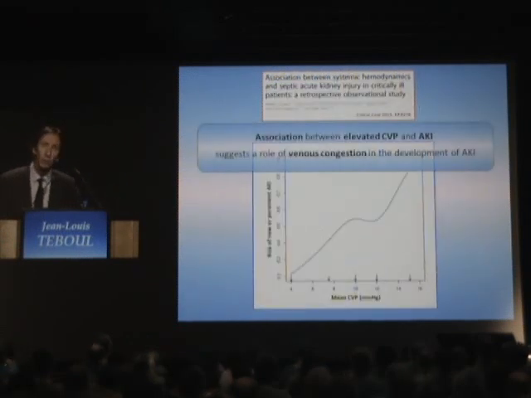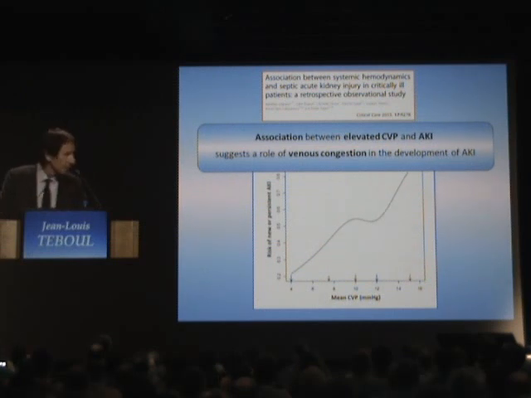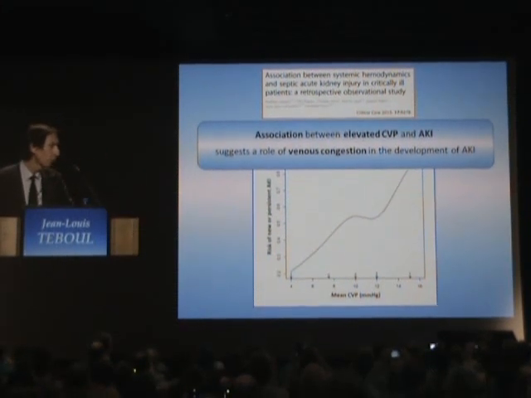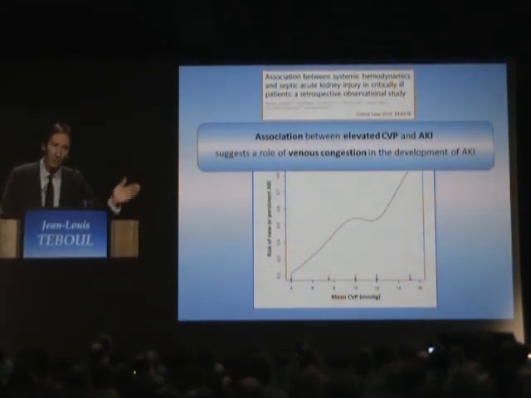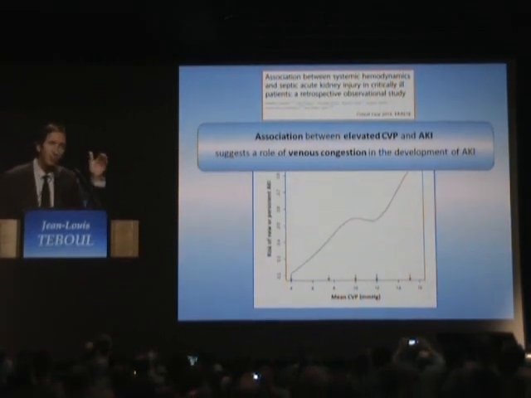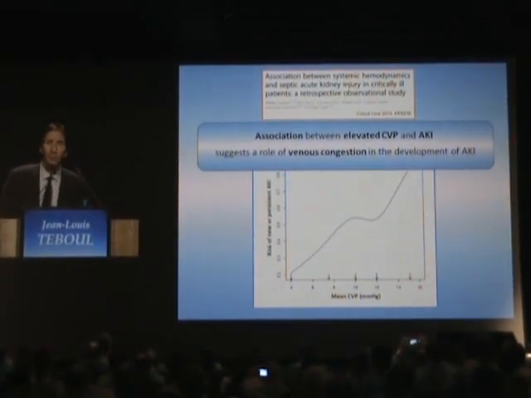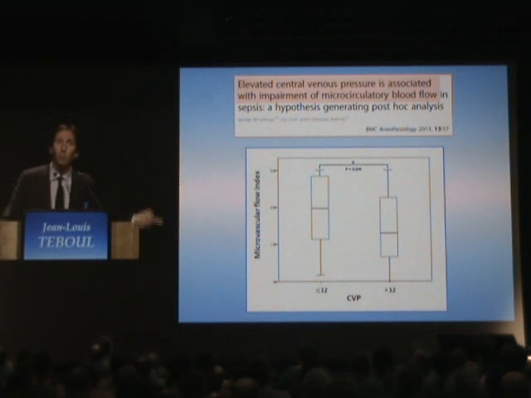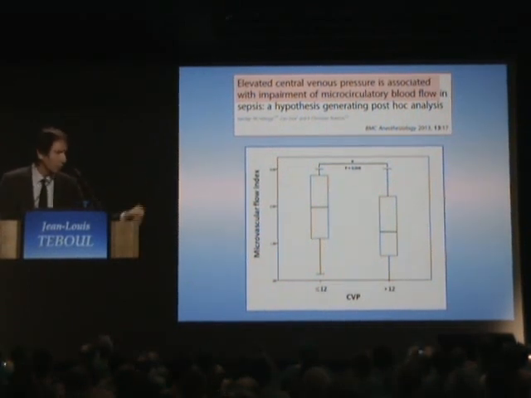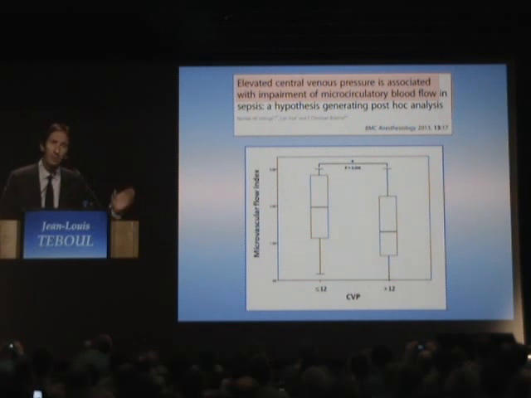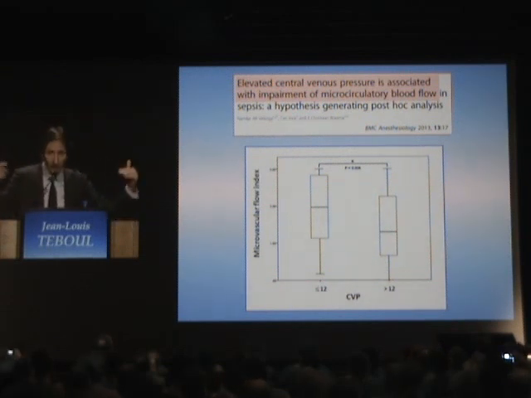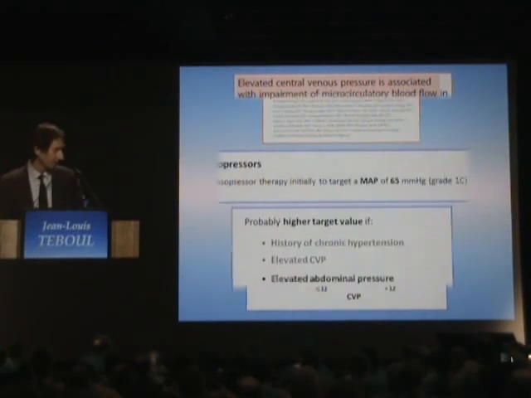And this was well illustrated by this study by Mathieu Legrand and co-workers, who looked at the mean CVP on the x-axis and the risk of new or persistent acute kidney injury on the y-axis. As you can observe, the higher the CVP, the higher the risk of acute kidney injury. It was also observed for microcirculation by Christian Boerma and Janine Shea in this study, when they looked at the MFI, the microvascular flow index, at the level of the sublingual area. They found that the higher the CVP, the lower the MFI.